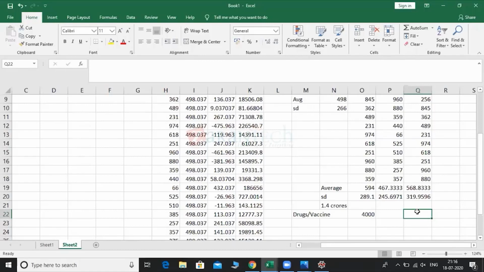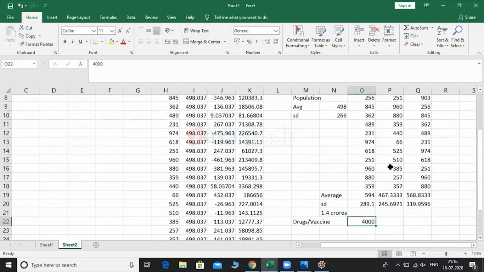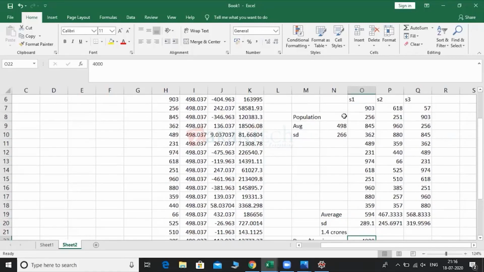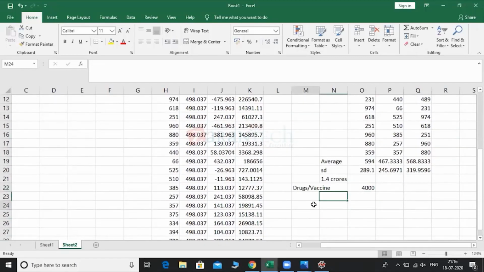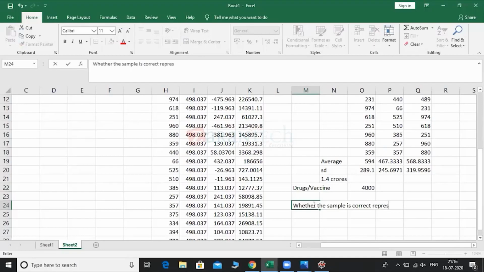So that's the whole thing about sampling: you cannot always work with the population, but you can work with the sample. Statistically, we need to understand whether this sample is a correct representative of the population. So for a data scientist, the important question is whether the sample with which we are working is a correct representative of the population.